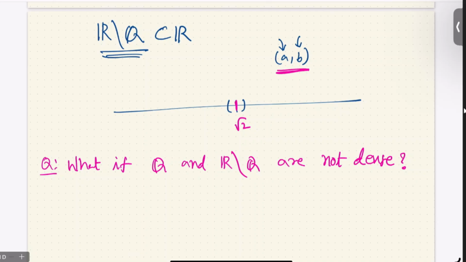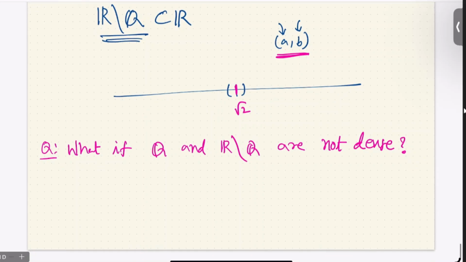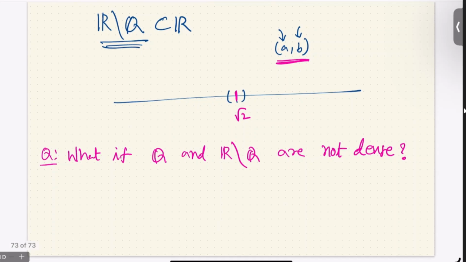Then, sir, if it is possible, we can separate rational and irrational numbers. If we take any interval, then we can separate them. Yes, that is right. That is not dense, by definition. Not dense means you can find the gaps. You can isolate the numbers. You can find root 2 separately without having anything in between. That is what not dense means.